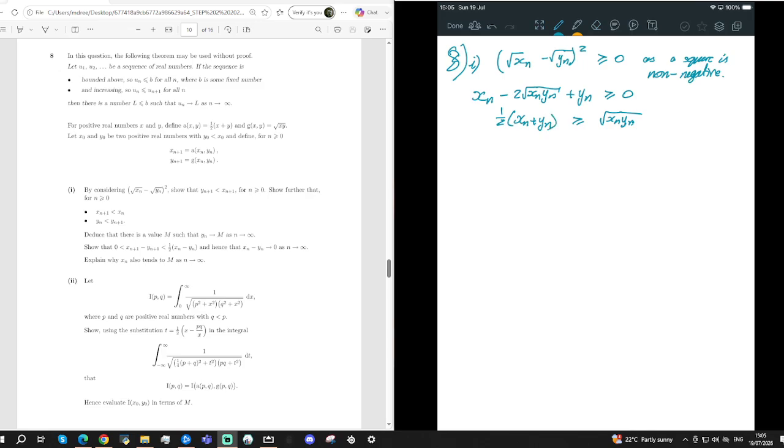So then the left side is the xn plus 1. And the right side is the yn plus 1 by exactly the definitions given. So, why is this a strict inequality? And it's going to be a strict provided that xn is not equal to yn.